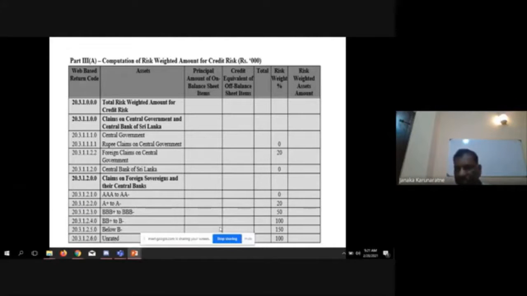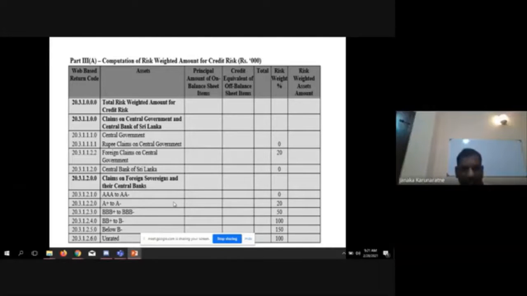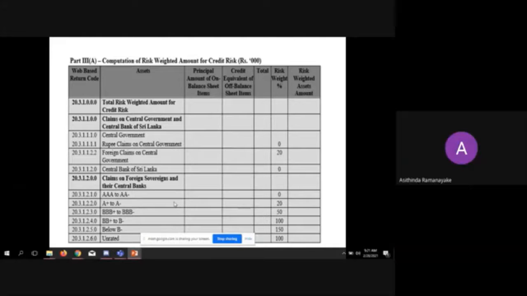Is that what you want to ask? Yes, sir. If it is a foreign claim on the central bank, then we have to set aside 20% credit risk exposure as well, no? That is in addition to the market risk.